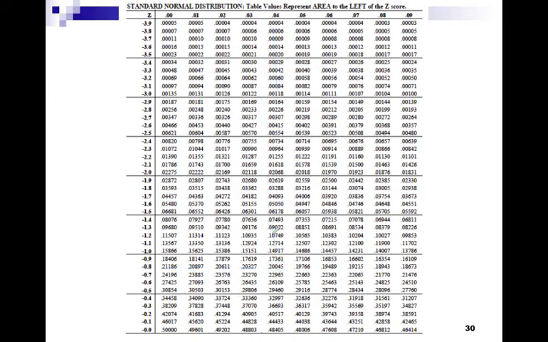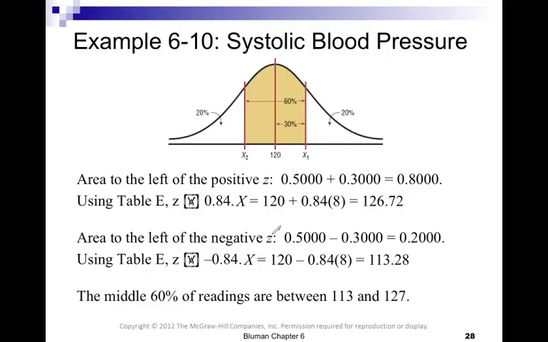So we're going to go back and look, we have 0.84. So x is equal to the mean plus the z-score times the standard deviation. Okay, and that's 126.72. That's this score.